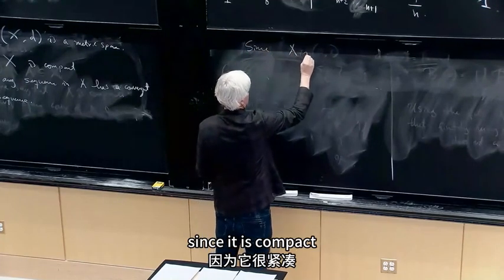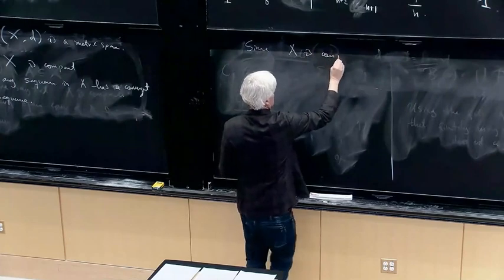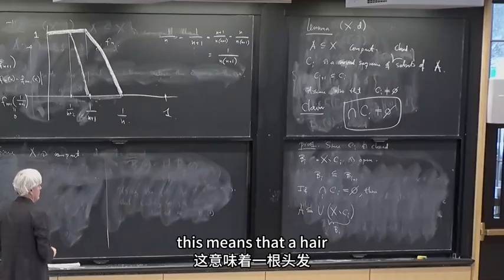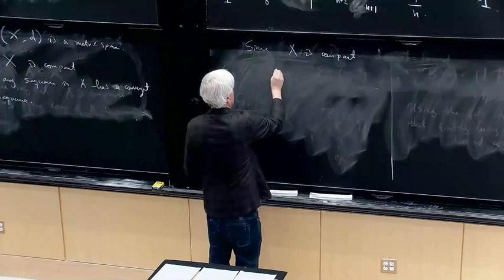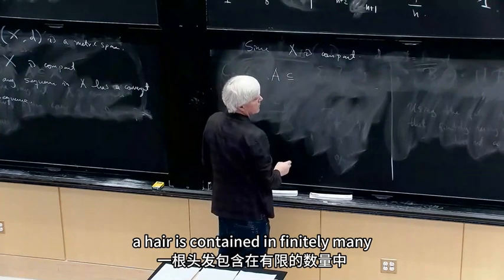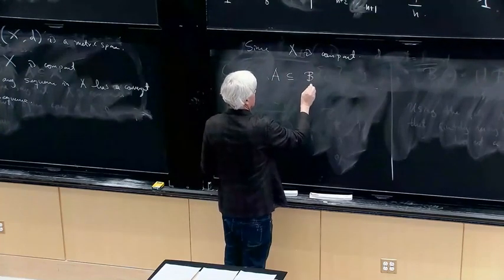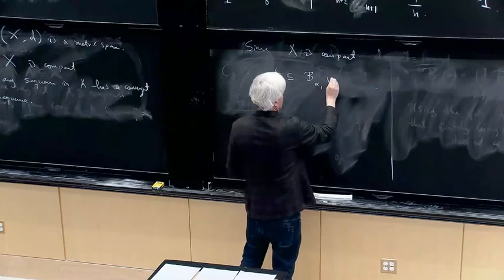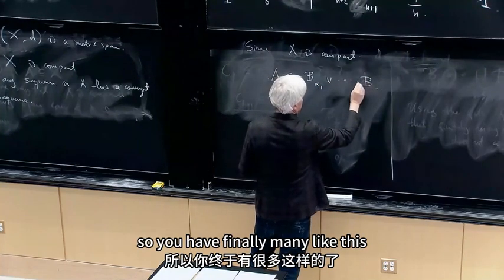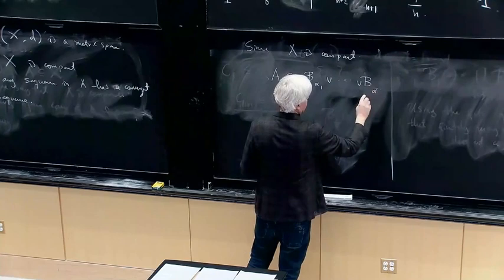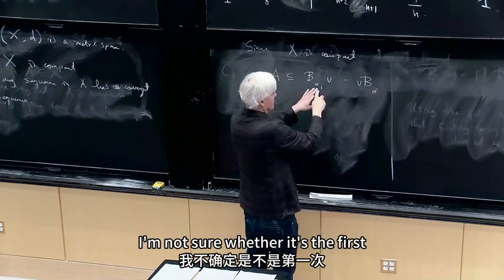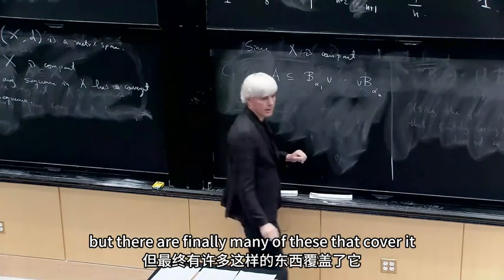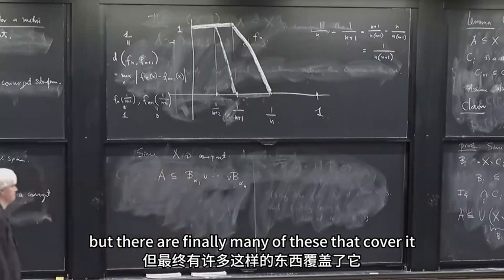Since A is compact, this means that A here is contained in finitely many of these. Let's call them... so you have finitely many like this of the B's, and I'm not sure whether it's the first, but there are finitely many of these that cover it.